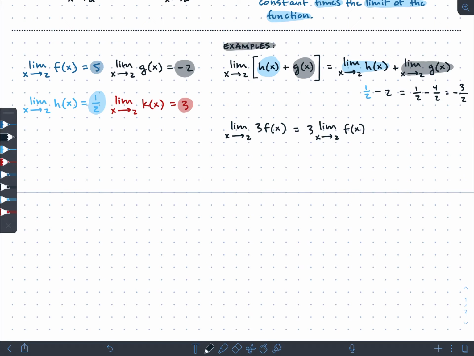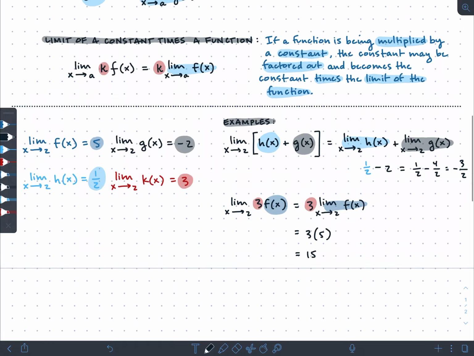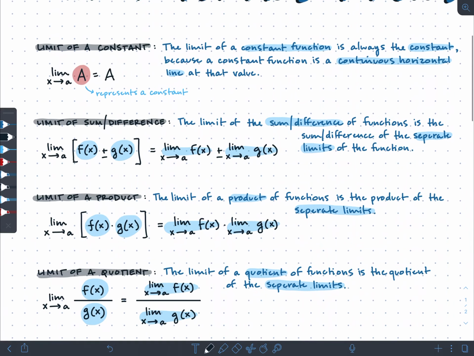And then our next one, if we have the limit of a constant times a function, so here is f of x, and I know I used red for k of x, but we could say here is the constant that's being multiplied by it, and so what we can do is pull out that constant, and then take the limit of just f of x, and now we have 3 times 5, or 15. All right, so there are our limit properties.